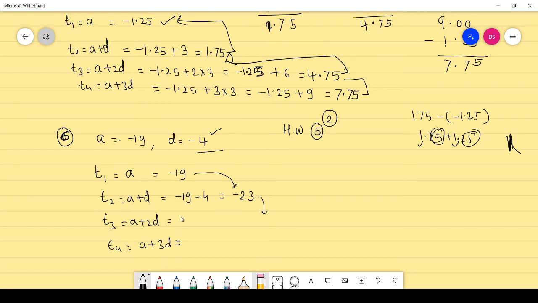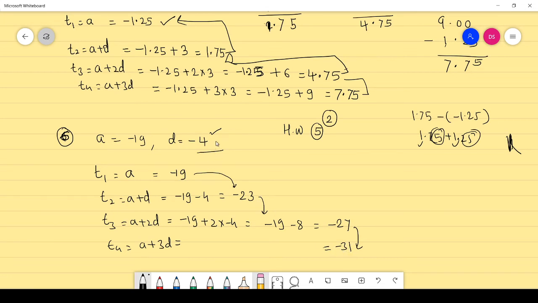Okay. Now t3 is equal to what? A plus twice d. A is equal to minus 19 plus 2 into d, d is equal to minus 4. So what is it? Minus 19 plus 2 times minus 4, minus 8, right? So minus 19 minus 8, that is equal to minus 27, right? Then you can find that from minus 23 to minus 27 the difference is minus 4, right? In the same way, after minus 27, which next number will you get? Minus 31.